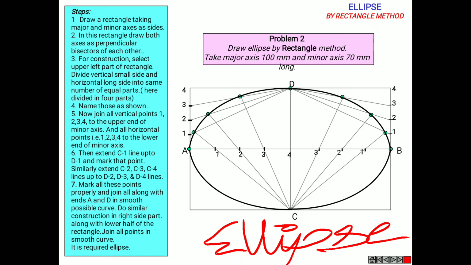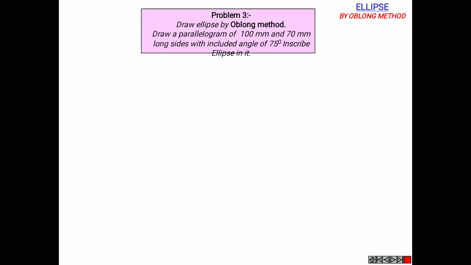Okay, then we'll move on to the next method. What is the next method? Ellipse by oblong method. Ellipse by oblong method. So here comes problem number 3. Draw an ellipse by oblong method.